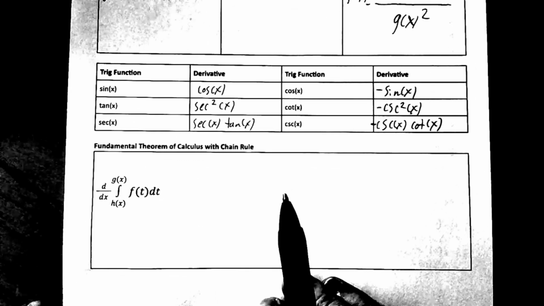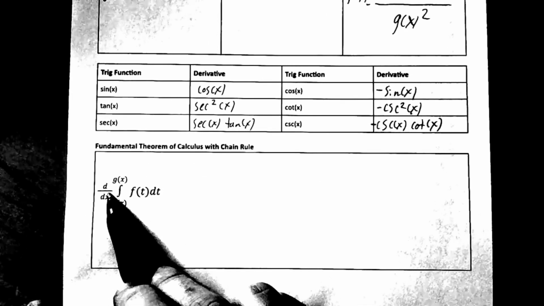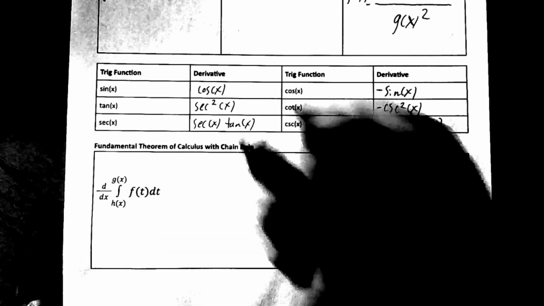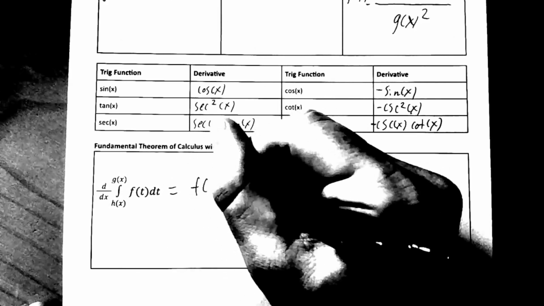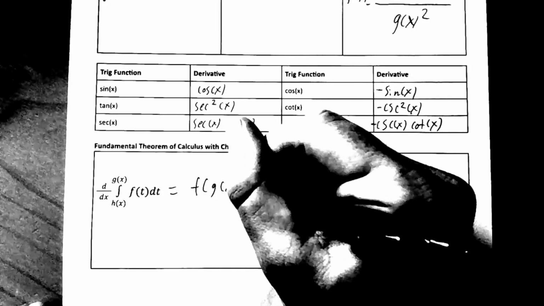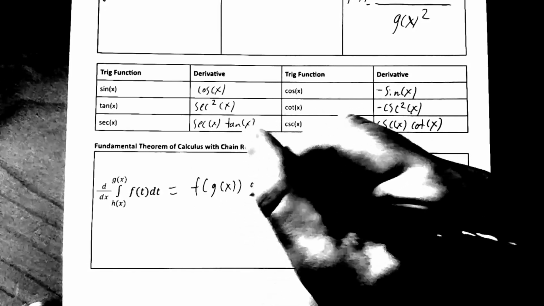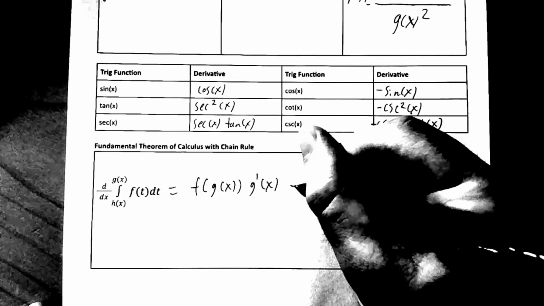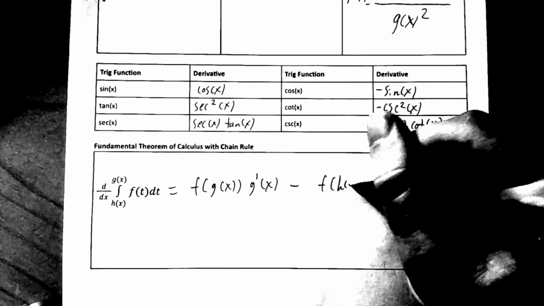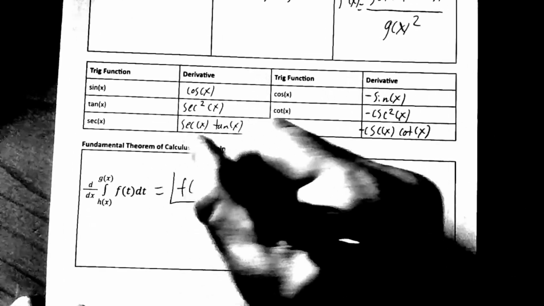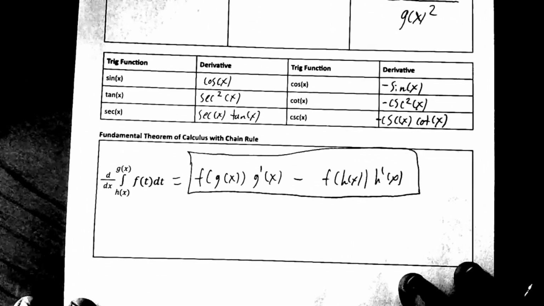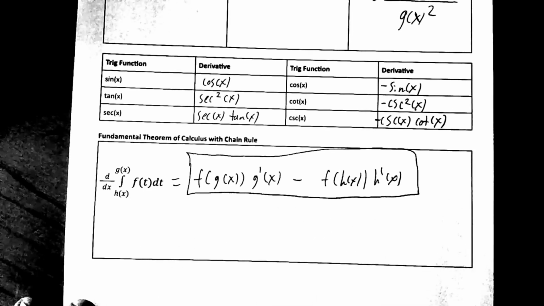And then lastly, we have the fundamental theorem of calculus with chain rule. So this is where you're taking the derivative of an integral, but it's two functions. And I'll go ahead and just give you the simple formula. It's going to be f of g of x times the derivative of g of x minus f of h of x times the derivative of h of x. And if you know that, that's enough. I won't go into detail about the why behind that.